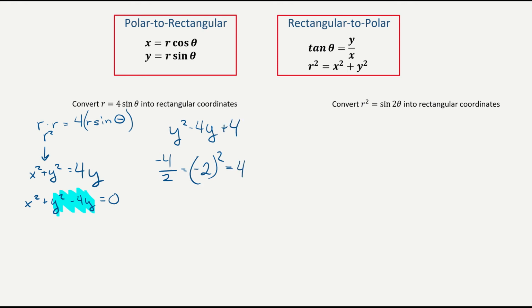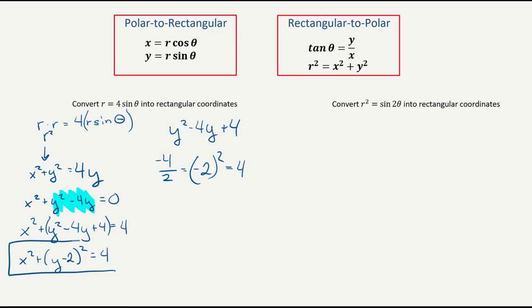So I need to add 4 to both sides in order to complete the square, and that's going to create a perfect square trinomial. So add 4 to both sides of the equation, and now I'm going to factor the y squared minus 4y plus 4, which factors as y minus 2 squared, and there you go. You hopefully can recognize this as the equation of a circle with its center at 0, 2, and a radius of 2, because 2 squared is 4.